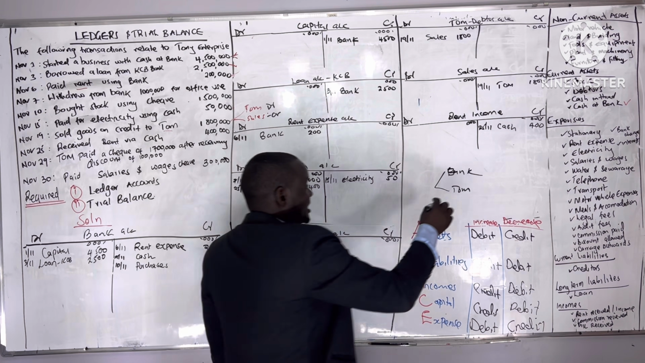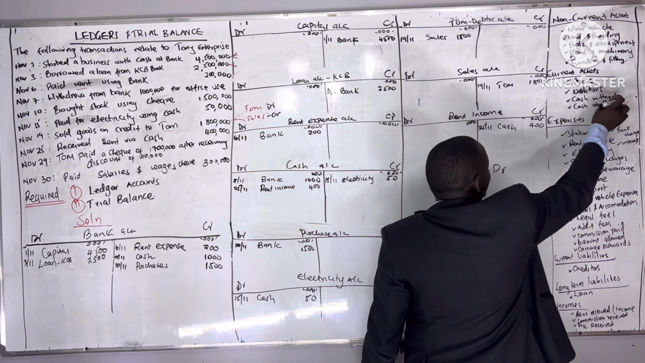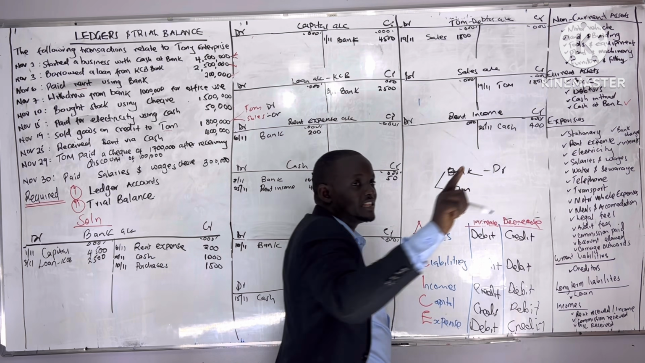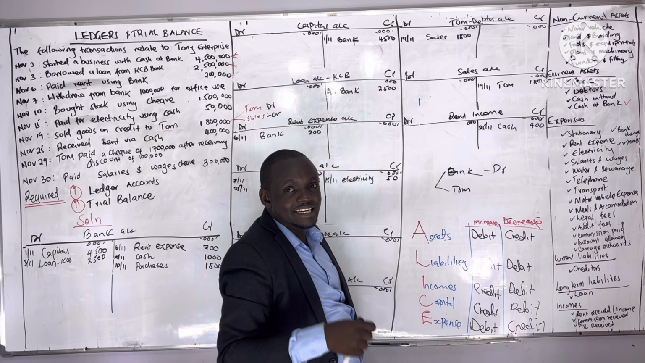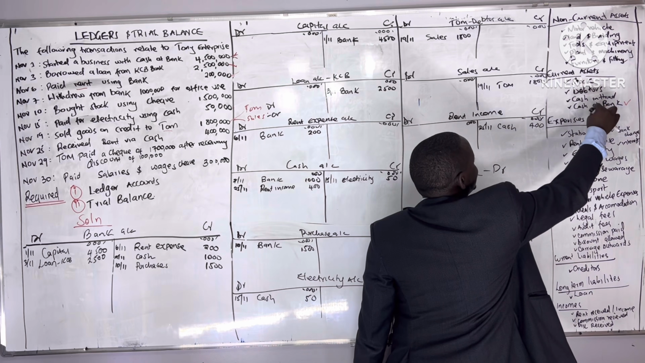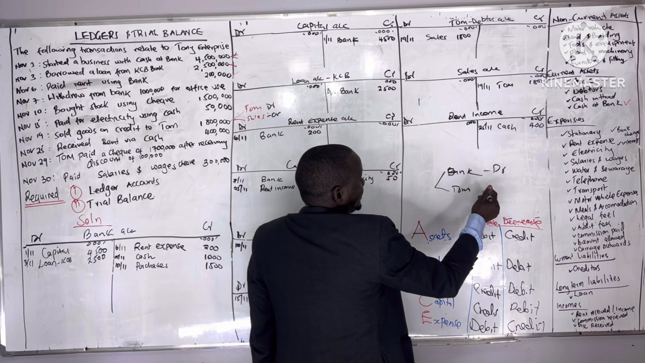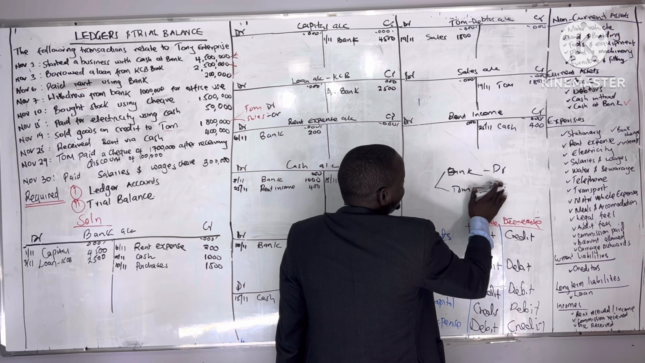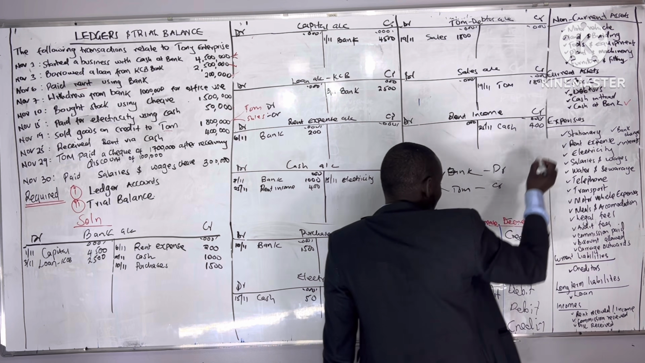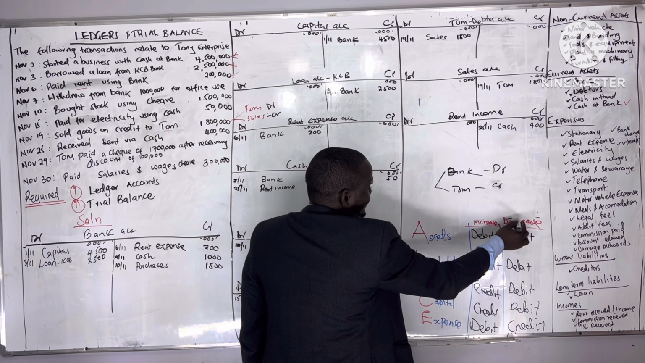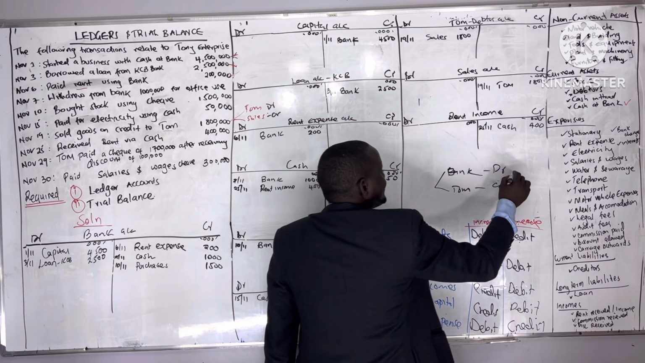When you receive a check, we debit bank, because cash at bank increases. We are receiving money from Tom, so our cash is increasing. Increase in cash at bank is an increase in asset, so it's a debit. For Tom, we are reducing our debtors. A decrease in debtors is a credit. So we credit Tom by the 1.7.